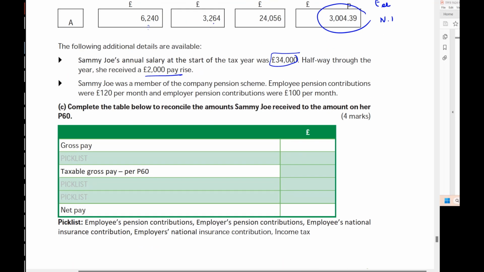Right, let's see what's happening here then. So the gross pay is £34,000 for the first half of the year. So I've got 34,000 for 6 months. And then Sammy Jo gets a pay rise of 2,000. We've got 36,000 for another 6 months. So that would make 35,000 for the year.